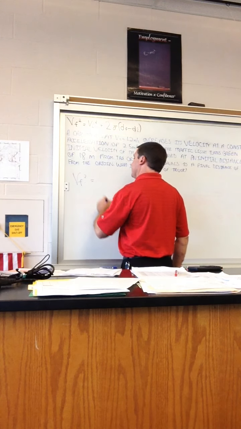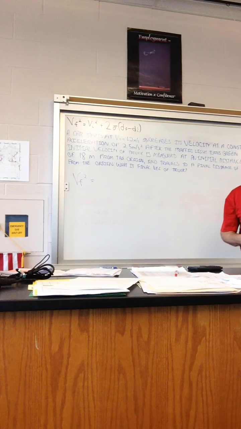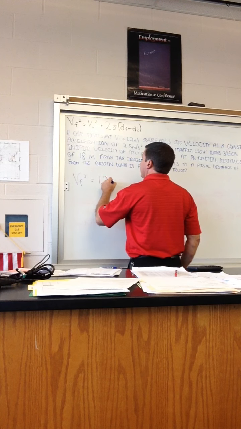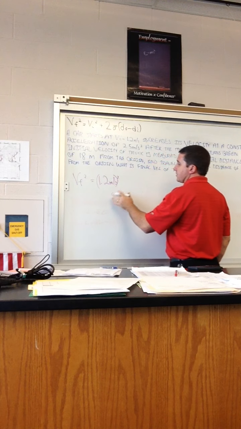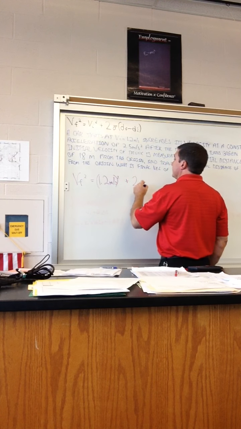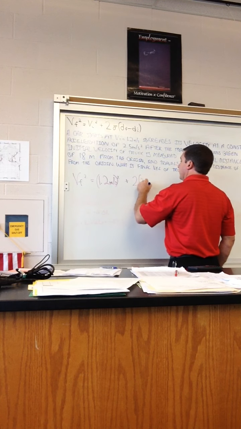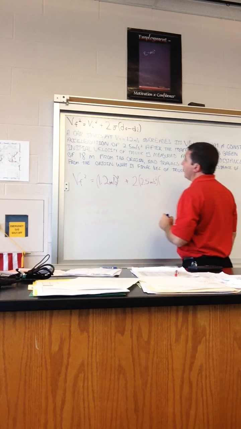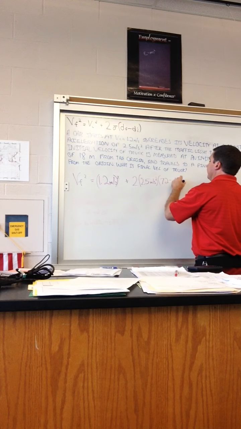Okay, so v sub f squared, which is what we're going to solve for, is going to be equal to the initial velocity, 1.2 meters per second. Actually, we just want to make sure we square that. And then we're going to add to that the constant of 2. The acceleration, again, is 2.5. And we're going to multiply that by the quantity of 72 minus 18.